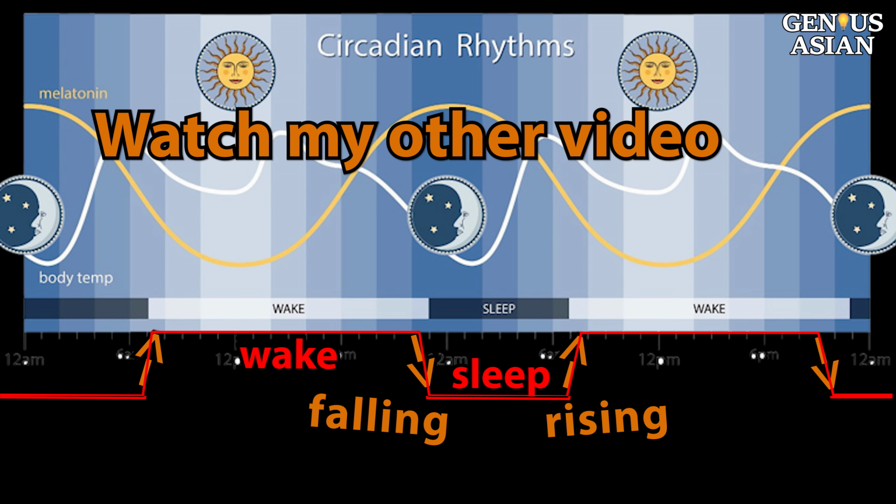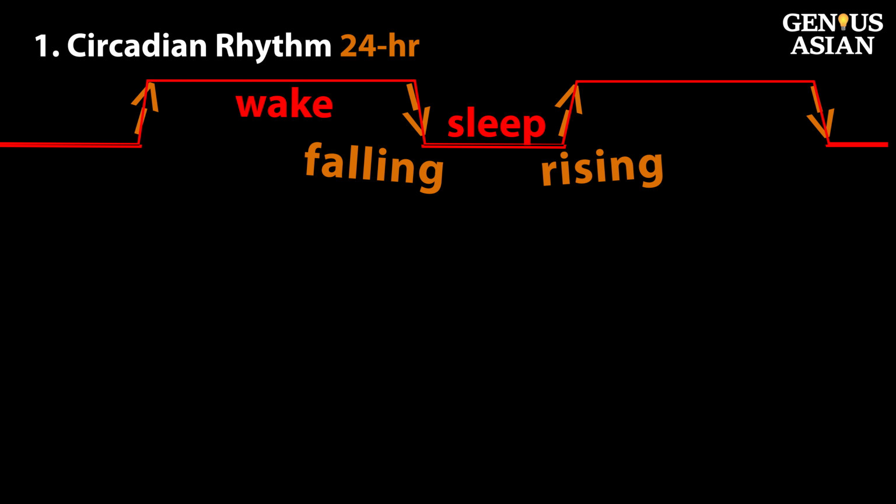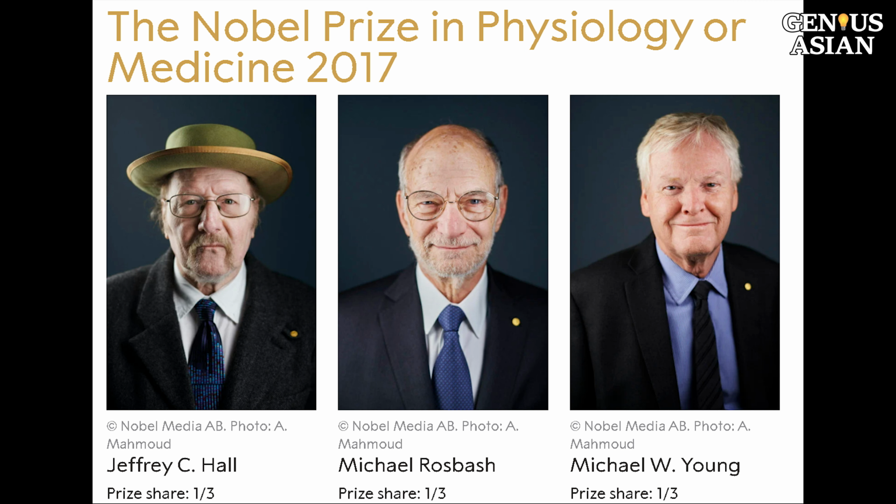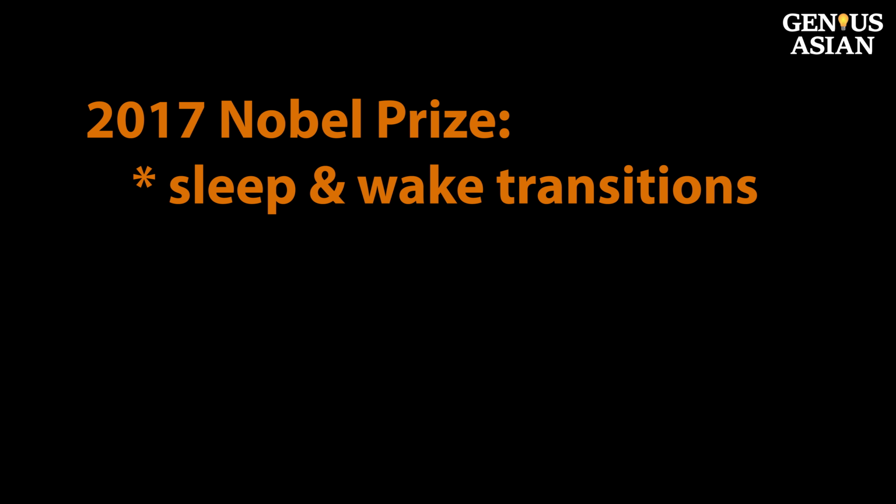You probably have seen this diagram of circadian rhythm for a 24-hour time period. This is our master clock. This is our main clock with a 24-hour clock period. The falling edge is the start of sleep time. The rising edge is the wake-up time. The 2017 Nobel Prize in Medicine was awarded for work on this main circadian clock. The findings help explain the internal daily cycles related to sleep and wake transitions.